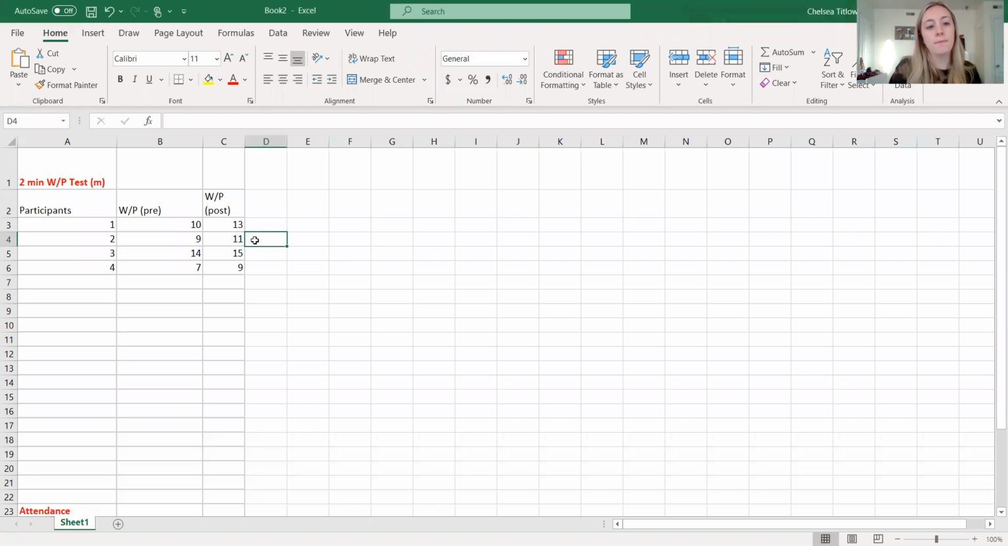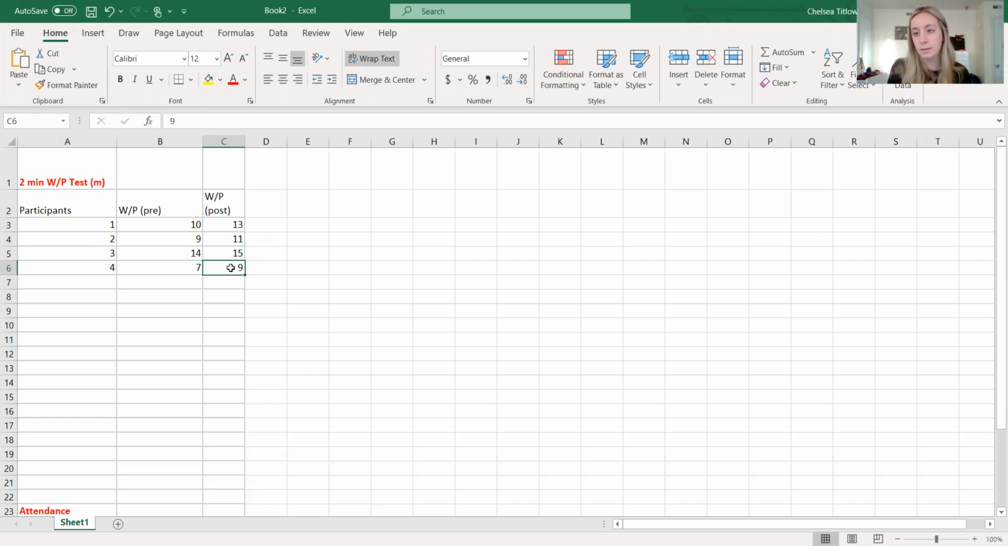Okay, so for the purpose of our program, we have 4 participants in the group. At pre-test, participant 1 went 10 meters, and then at post-test 13. Participant 2 went 9 at pre, 11 at post. Participant 3, 14 at pre, 15 at post, and participant 4, 7 at pre, and 9 at post.